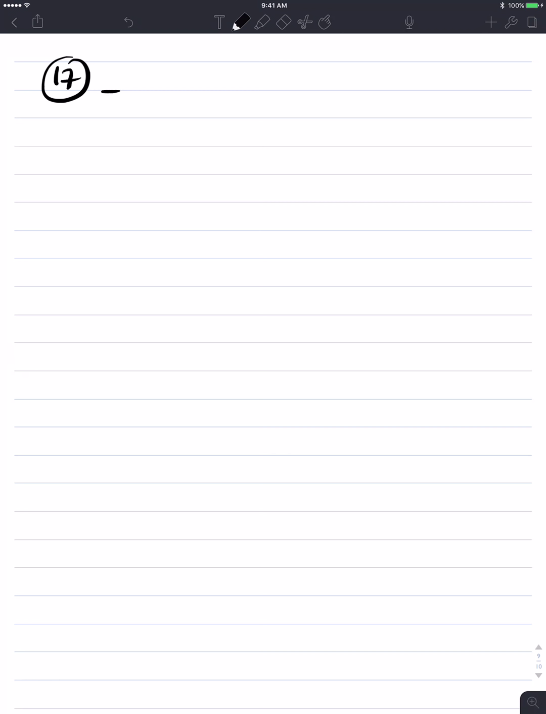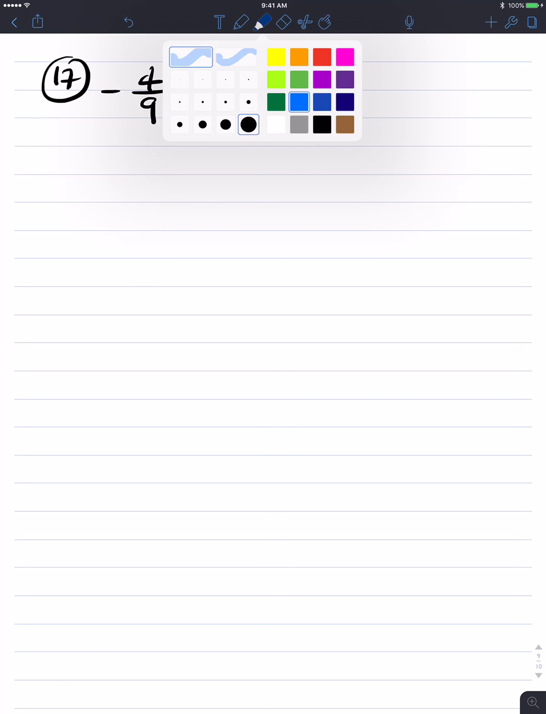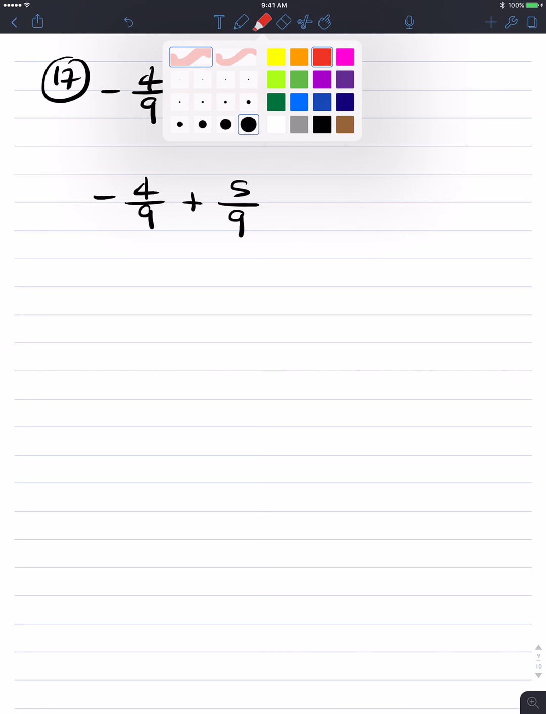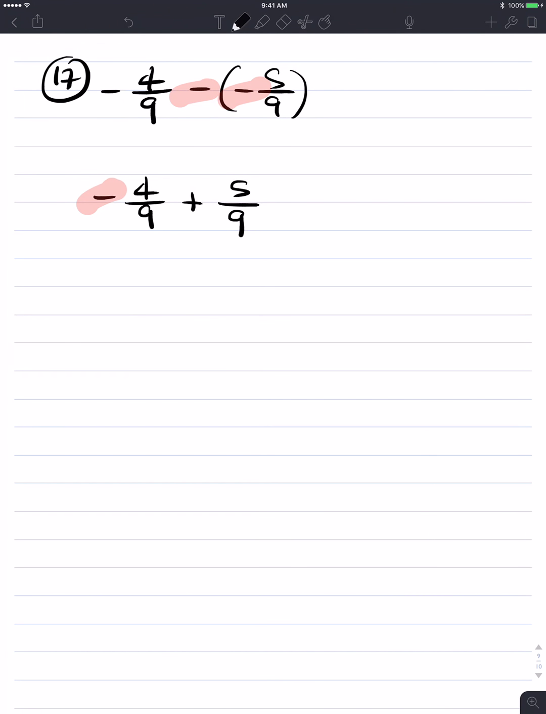Number 17. Negative 4 ninths minus a negative 5 ninths. Notice we are in a minus situation. The opposite of a negative is a positive. So I can write this as negative 4 ninths plus my 5 ninths. That negative sign here can be written at the same level, or placed with the 4, the numerator.